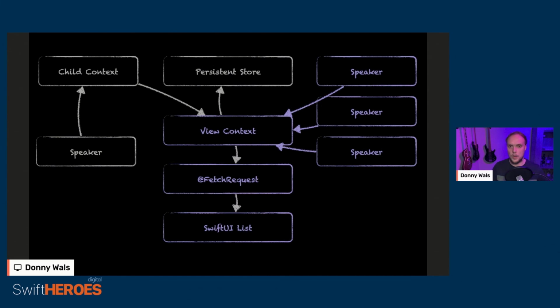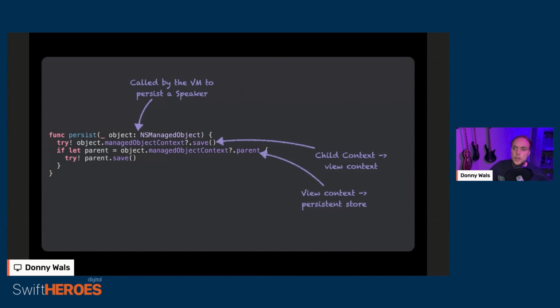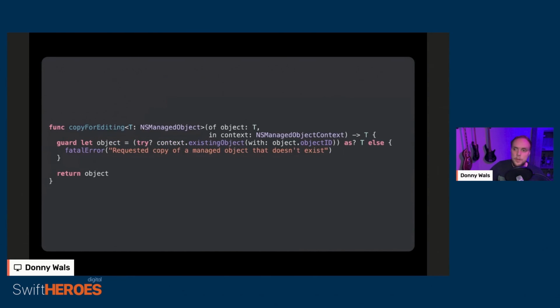And with view models, we can isolate this all into their own little corners. So this persist function right here is called by the view model to persist the speaker. And like I mentioned, first it saves the child context and then it saves the view context, because the view context needs to save to the persistent store. Let's also look at the copy for editing function, because that's an interesting one.